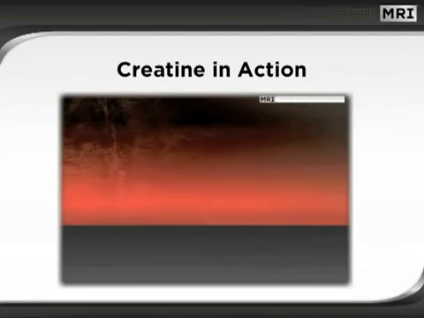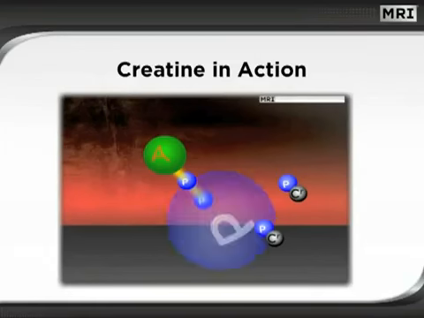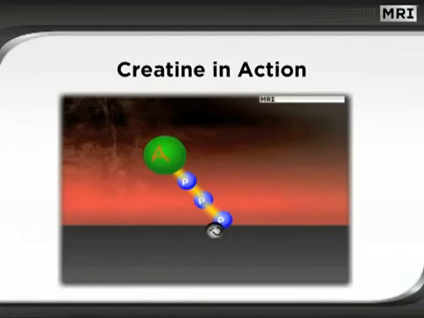Now, let's have a closer look at how creatine and ATP actually work. Creatine's job is to replenish available ATP molecules with more fuel, phosphates. However, there is only a very limited supply of naturally occurring phosphocreatines available. Now here's why supplemental creatine is such a big deal.